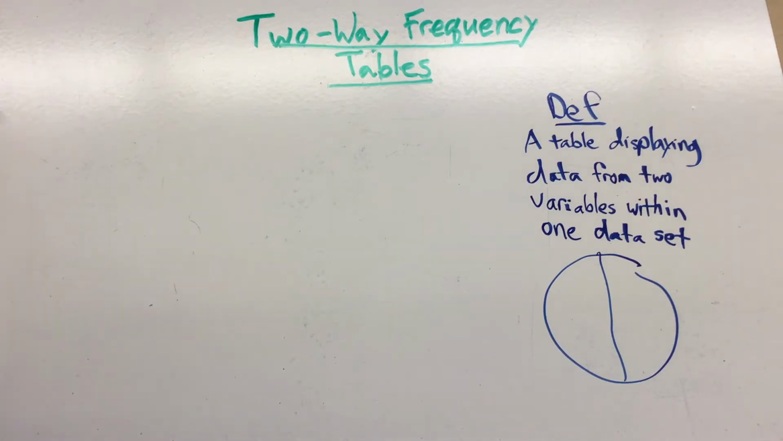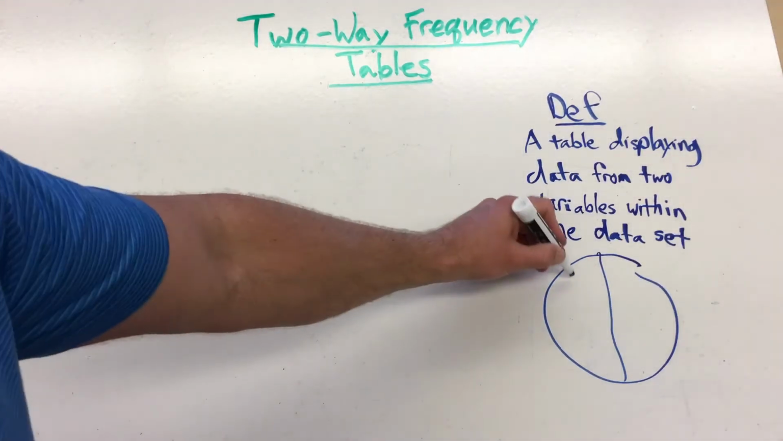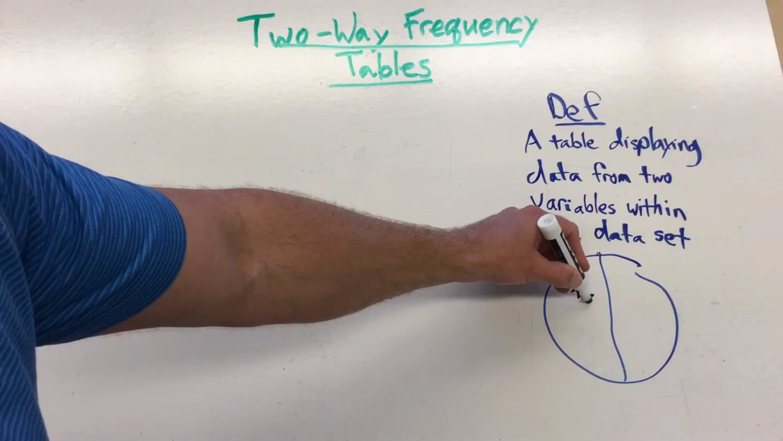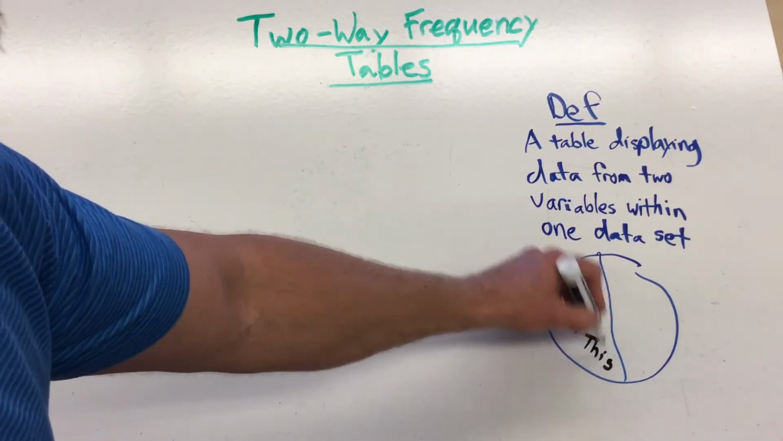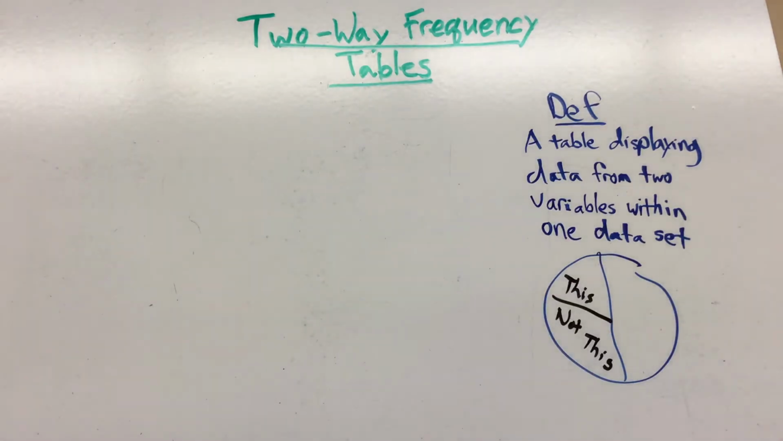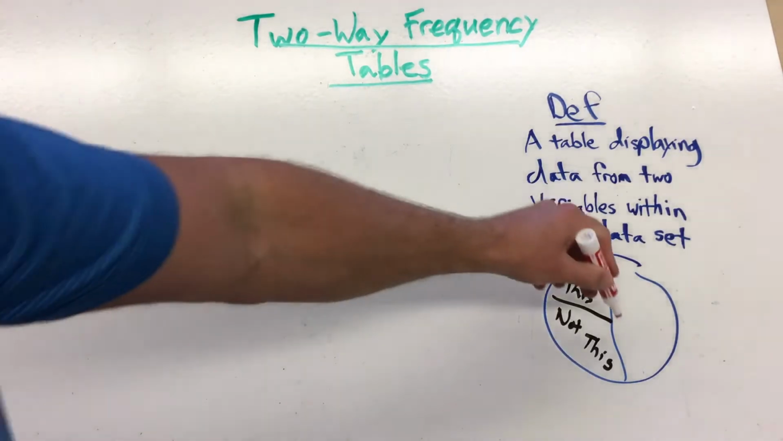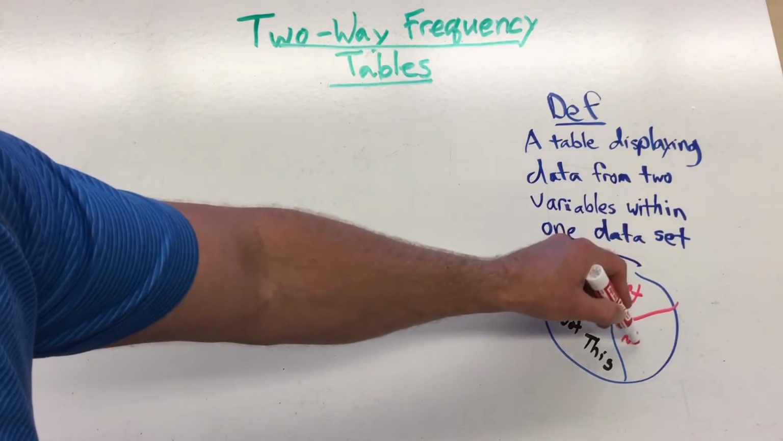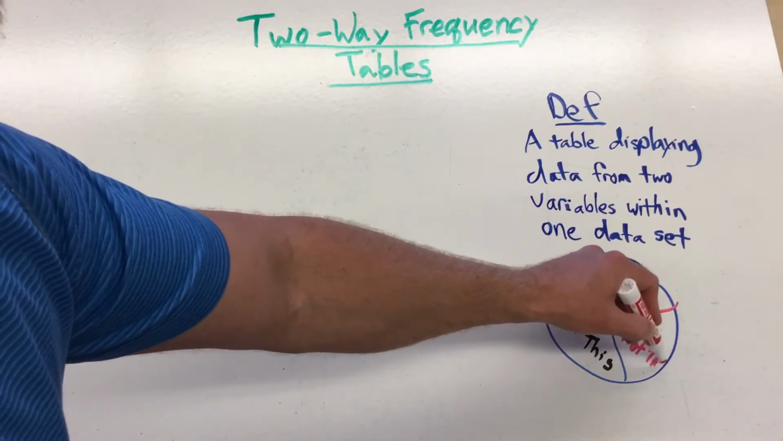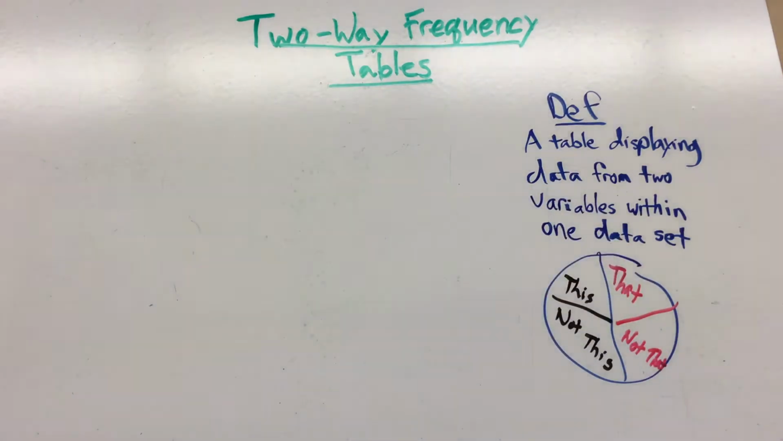And the best way to think about it is we have a this, and then a not this as an option. And then we have a that, not that, as another option. Okay? And so if we were to take a look at the structure of a two-way frequency table, this is what it's going to look like.